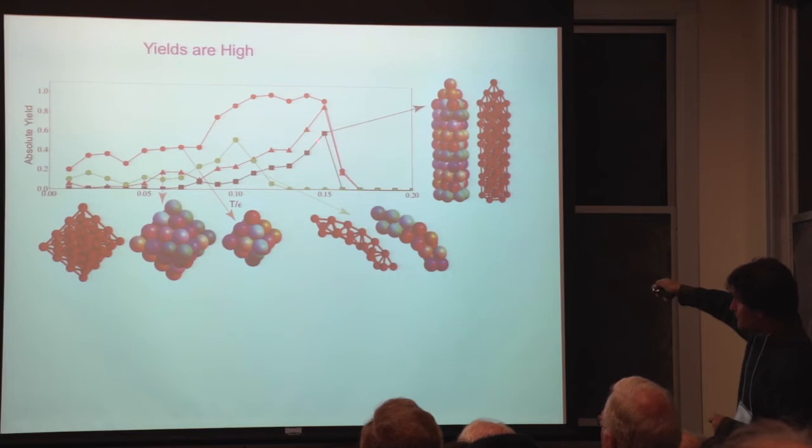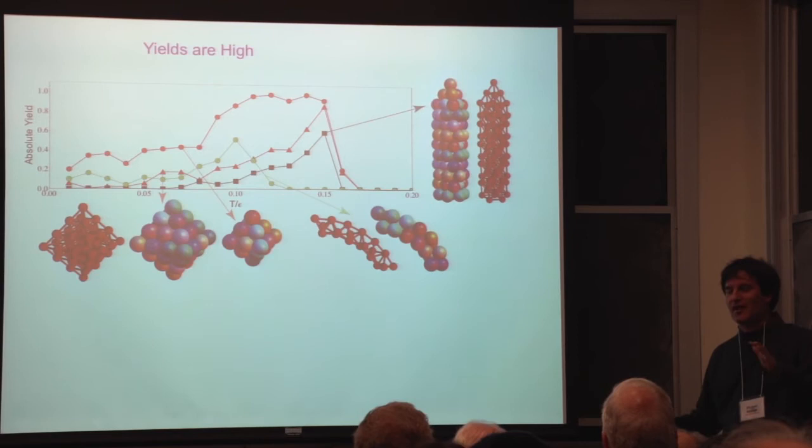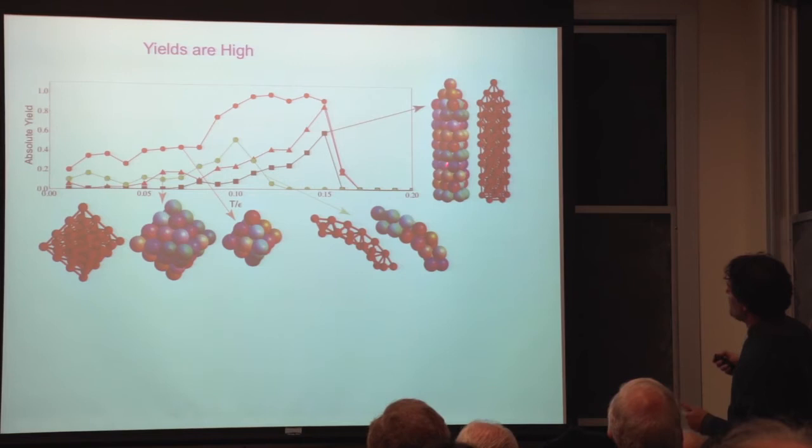And we didn't try. I guess the thing that sort of struck us about this is we didn't try, we just did it, right? There was no effort, there was no choosing bond strength to be irreversible or anything like this. You could only do better than this. And so the yields are high. These structures tend to have of order 100 particles, and the yields are high.